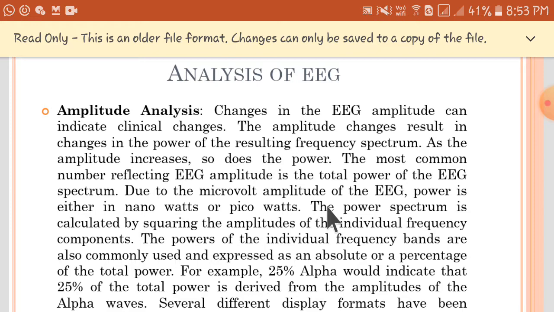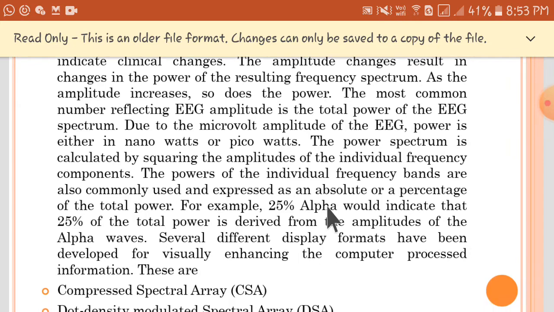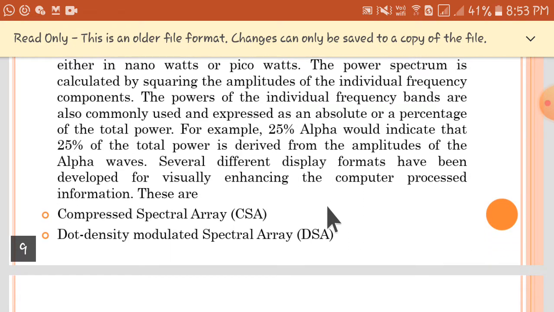There are mainly two methods of displaying the formats. For visually enhancing the computer-processed information, we can use two display formats for amplitude analysis. The first one is the compressed spectral array, or CSA, and the second one is the dot density modulated spectral array. Now what is this compressed spectral array?